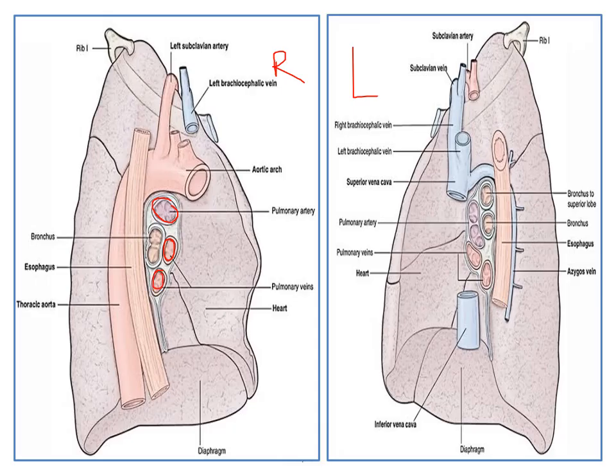On the left side, the difference is in the arrangement between the artery and the bronchus. So if you notice on the left side, we have the bronchus being the most superior structure, particularly this superior lobar bronchus being the most superior structure, and as a result, we call it the epiarterial bronchus, and that is followed by the pulmonary artery.